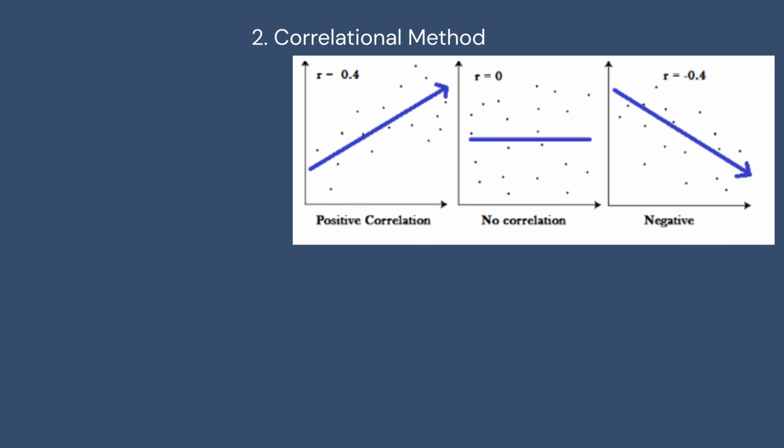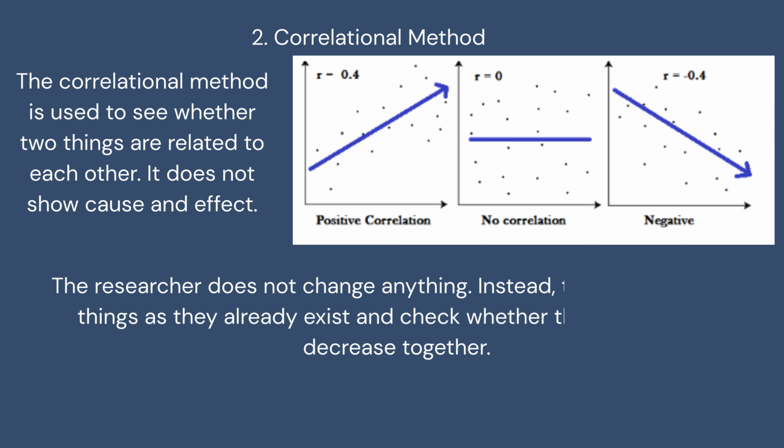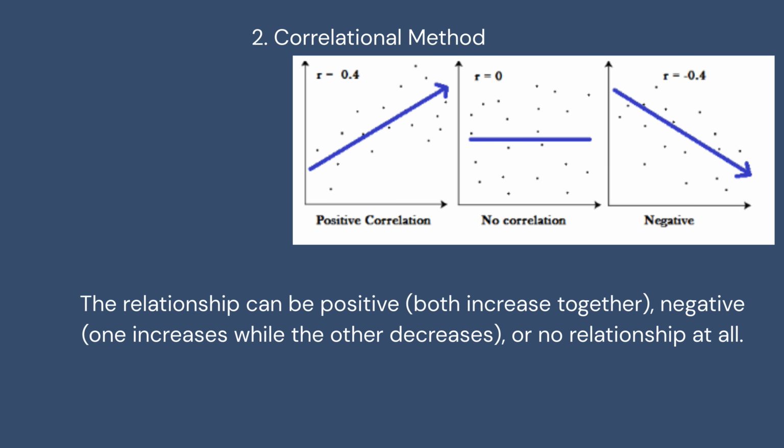2. Correlational method. The correlational method is used to see whether two things are related to each other. It does not show cause and effect. The researcher does not change anything. Instead, they measure two things as they already exist and check whether they increase or decrease together. The relationship can be positive, both increase together; negative, one increases while the other decreases; or no relationship at all.